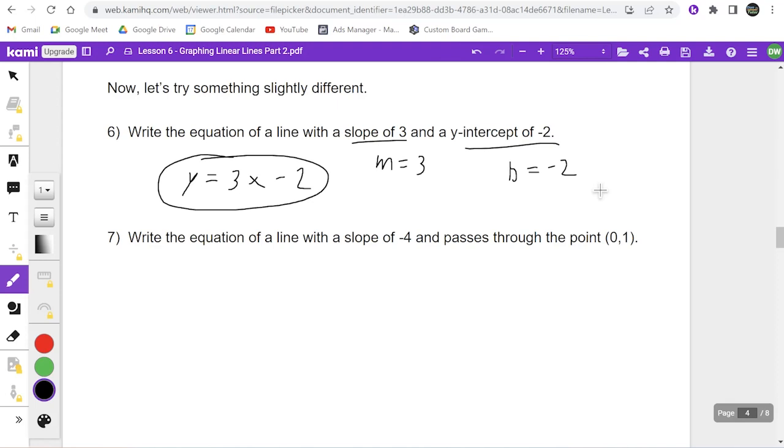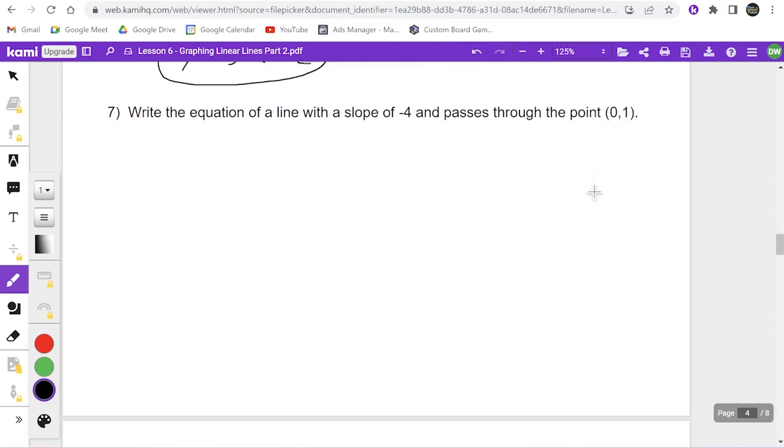Okay, number 7. This is one where you can use point-slope form. Write the equation of a line with a slope of negative 4 and passes through the point 0, 1. Do we have an idea for this one?